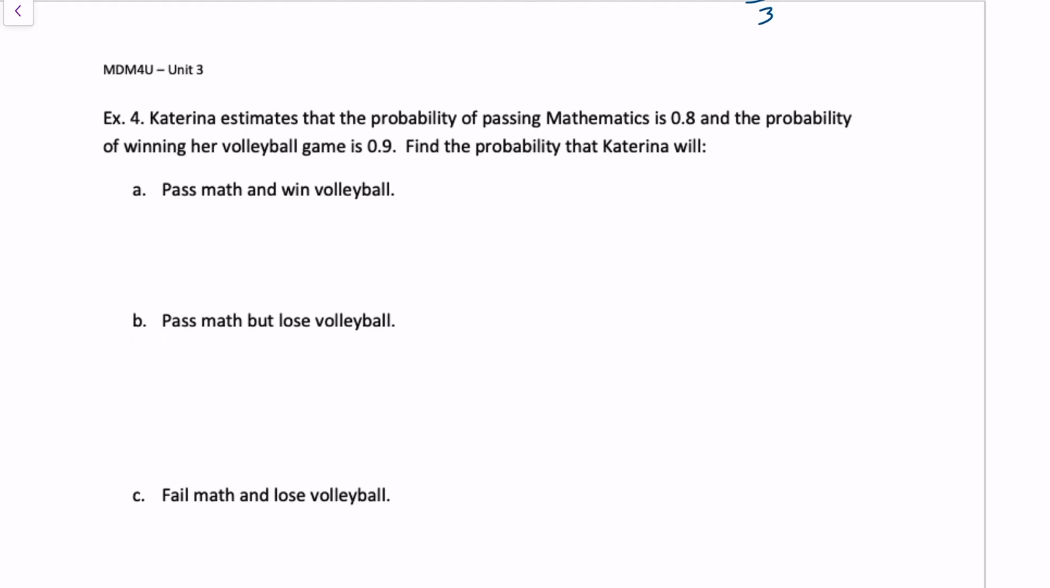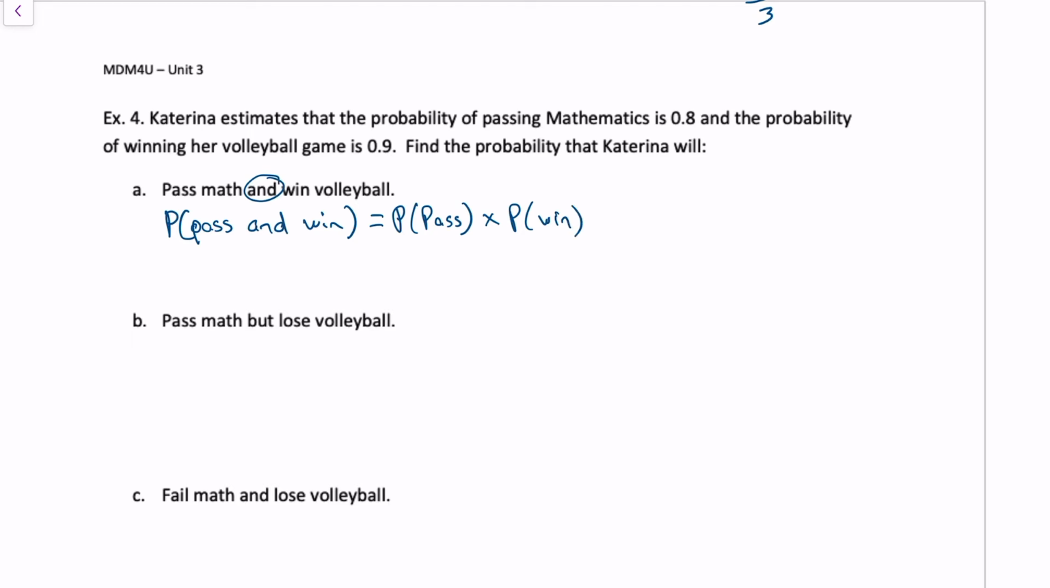It says Katerina estimates the probability of passing math is 0.8 and the probability of winning her volleyball game is 0.9. Find the probability that Katerina will pass math and win volleyball. So we've got pass and win, let's say. We know that that's going to be the probability of the pass times the probability of the win.